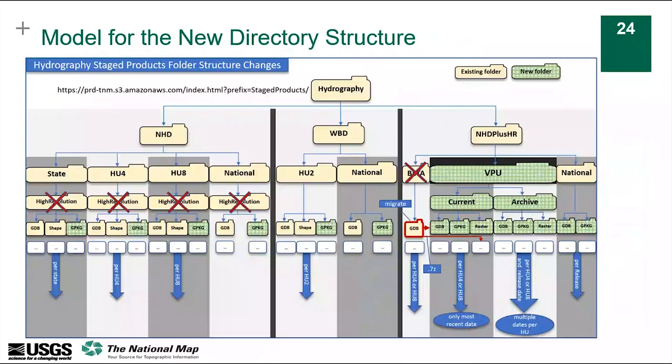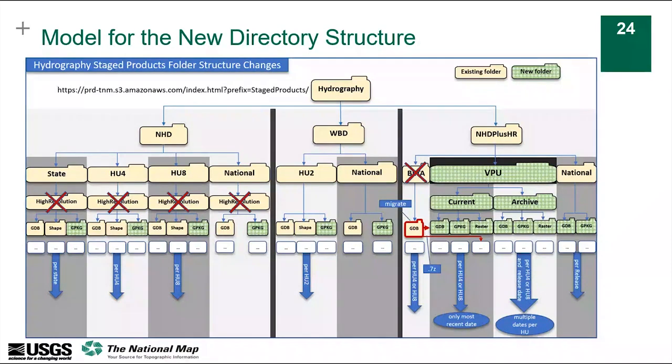During the October Hydrography community call, we discussed changes to the Hydrography downloadable products folder structure. During that call, we also mentioned the new GeoPackage format that will soon be released. Let's quickly review the downloadable products folder structure changes. The red X's indicate folders that are being removed. The green hatched folders indicate new folders that are being added. For NHD, we will remove the high resolution folders and add GeoPackage folders as this data is produced. This will make downloading NHD data less confusing.